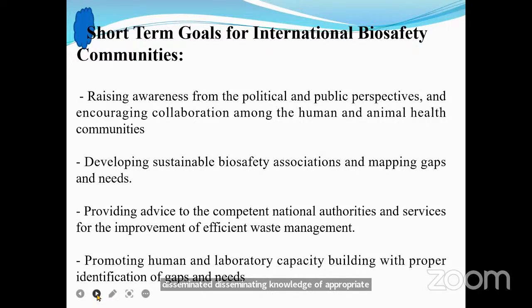We come to the last point, promoting human and laboratory capacity building with proper identification of gaps and needs, and that should be through using the best available concepts, principles, and practices.